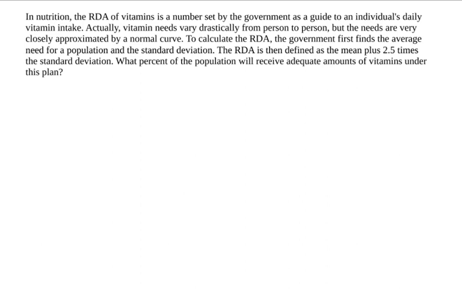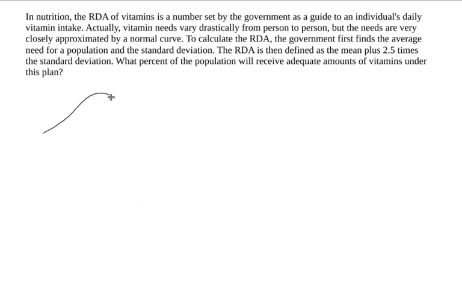In nutrition, the recommended daily allowance of vitamins is the number set by the government as a guide for a person's individual vitamin intake. Actual needs vary drastically, but the RDA is defined to be the mean of the actual needs that people have for this particular vitamin, plus 2.5 times the standard deviation, and that's going to be their recommendation.